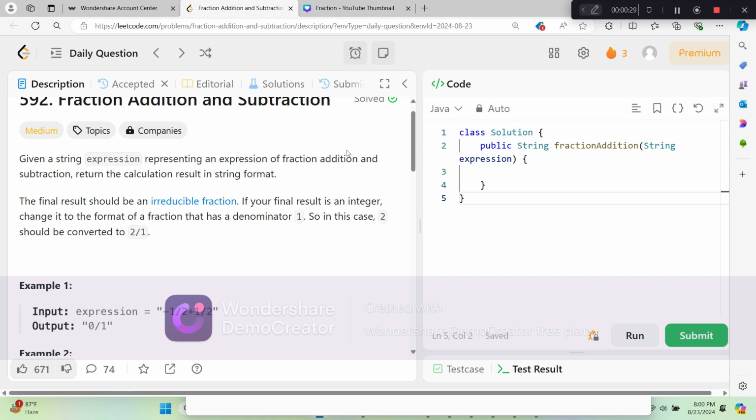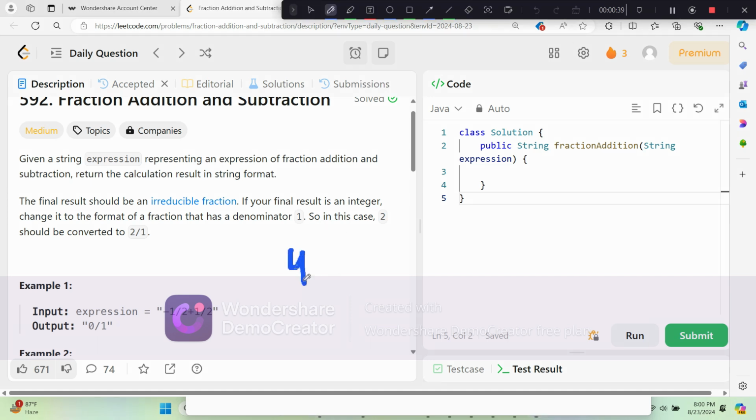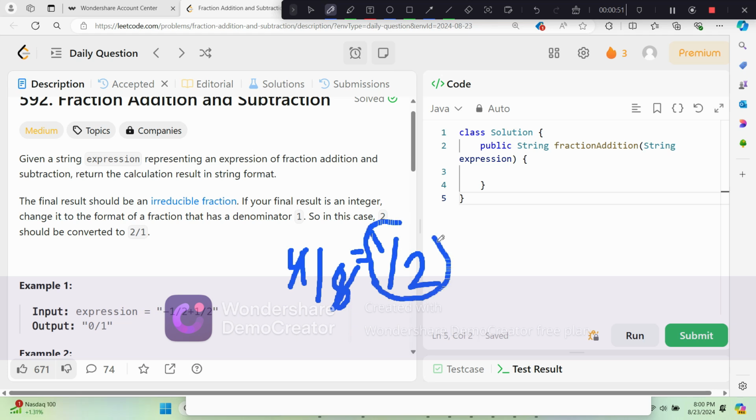Irreducible in the sense that there is no common factor in the numerator and its denominator. For example, you will never find something like 4 by 8, because this is reducible, we can still make it 1 by 2. So you will find only fractions which cannot be reduced further, all irreducible.